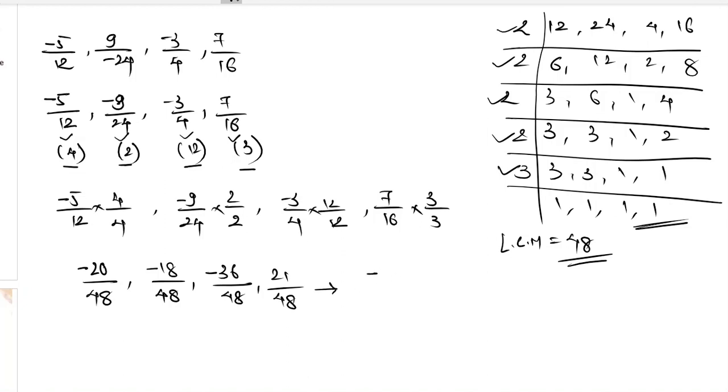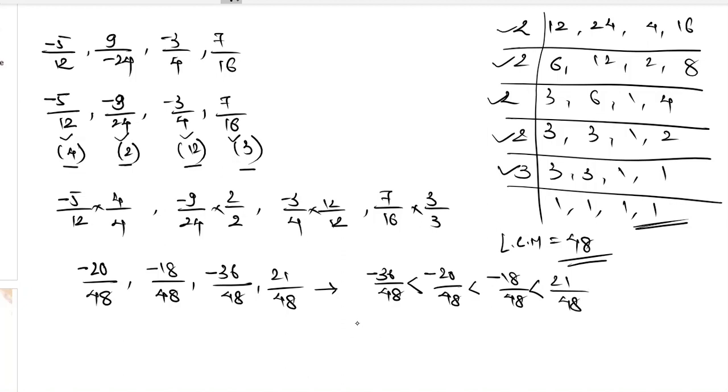The smallest one is minus 36 by 48. This is the smallest one. Which number is bigger than minus 36? Minus 20 by 48. After that, minus 18 by 48. After that, 21 by 48.